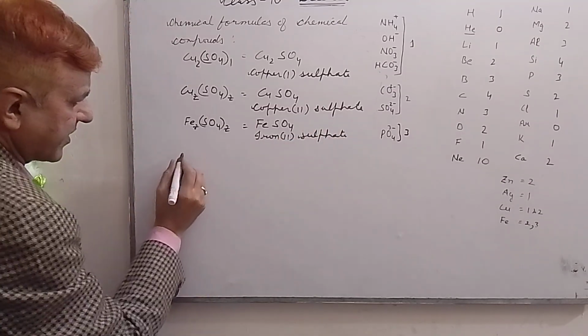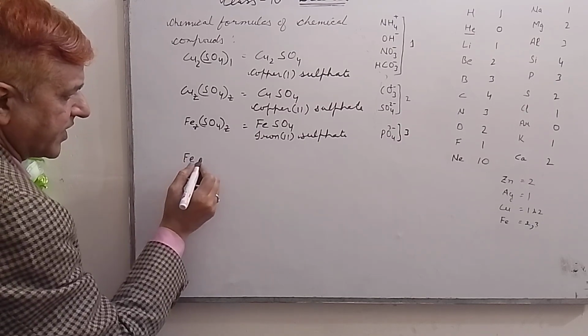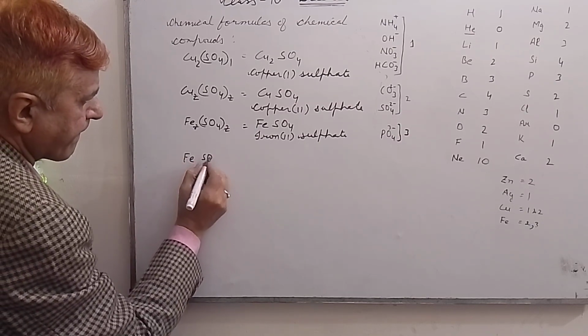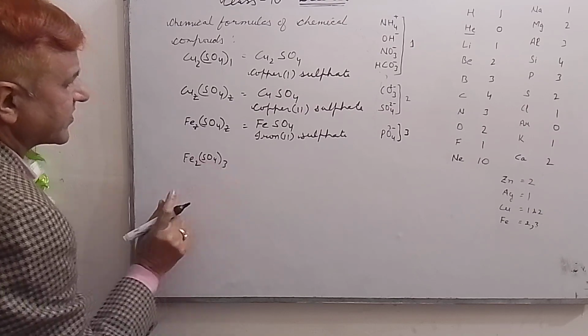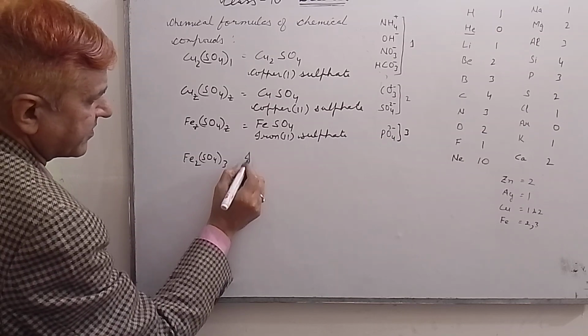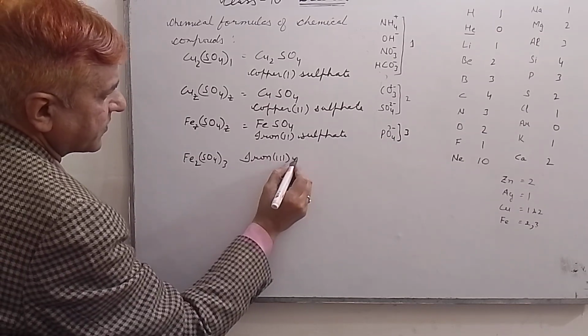Now I will write iron sulfate again, but taking valency of iron as 3. So this is iron 3 sulfate.